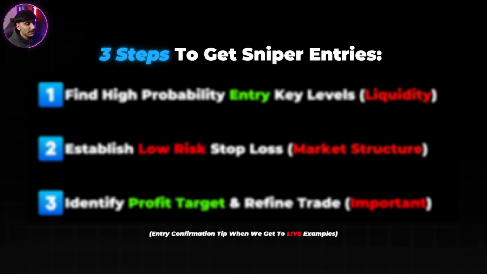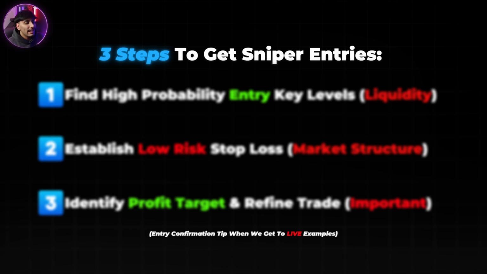And for this video, the 3 steps we're going to use to get sniper entries is: number 1, we're going to talk about how to find high probability entry key levels. This will be done through liquidity. So I'm going to talk a little bit about liquidity, where buyers and sellers are sitting, and how to get the most profitable key levels where we focus on quality over quantity.